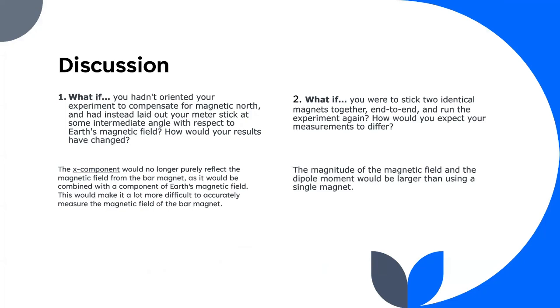And for the discussion, for the first discussion question, the X component would no longer purely reflect the magnetic field from the bar magnet, as it would be combined with a component of Earth's magnetic field. This would make it a lot more difficult to accurately measure the magnetic field of the bar magnet. And for the second discussion question, I think that the magnitude of the magnetic field and the dipole moment would be larger than using a single magnet. It would probably be around double since we were using two magnets instead of one.